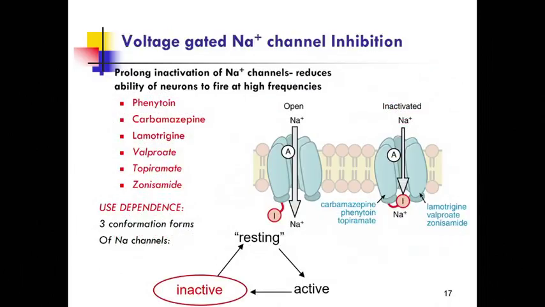Then the sodium ion channel inhibitors. Phenytoin is there. That is its primary mechanism. Carbamazepine, that is its primary mechanism. Lamotrigine, part of its mechanism. Valproate, part. Topiramate, part. Zonisamide, primary mechanism. So these drugs will block sodium ion channels, reducing the excitability of the neurons, making it difficult for the neuron to fire.